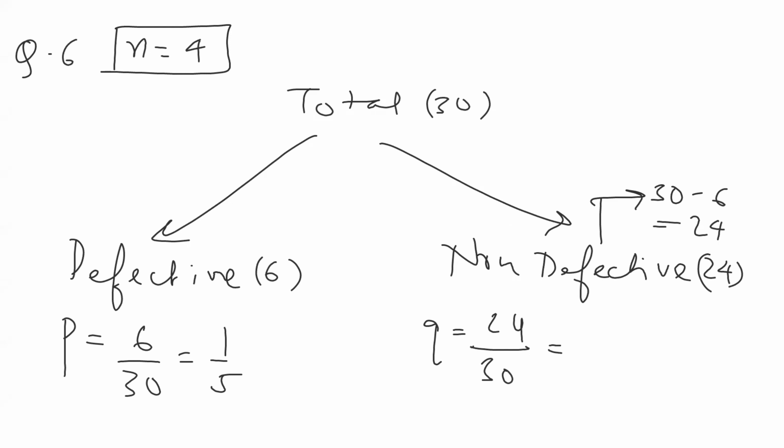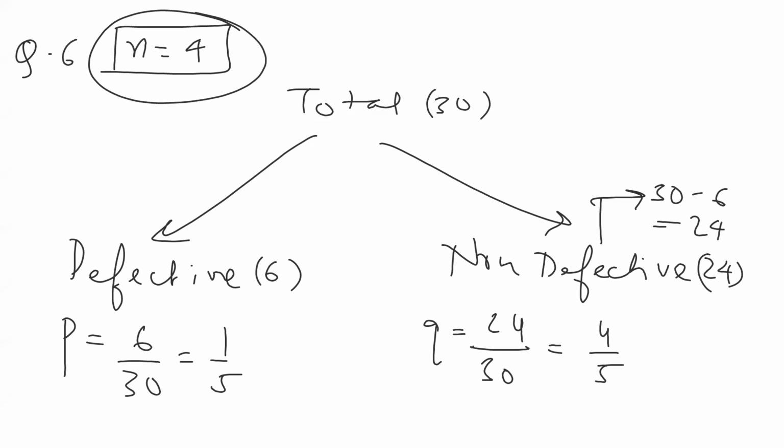Which is equal to 4 by 5. So we have calculated the probabilities of getting a defective bulb and the non-defective bulb. Now we are taking 4 bulbs at random.